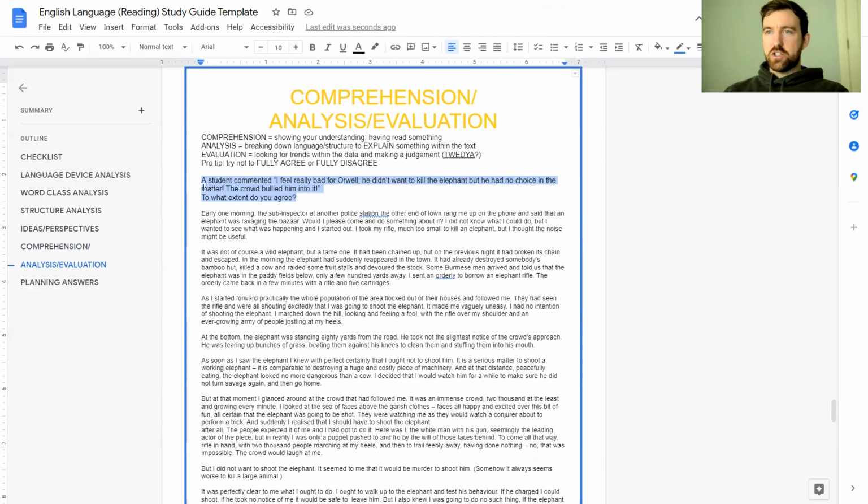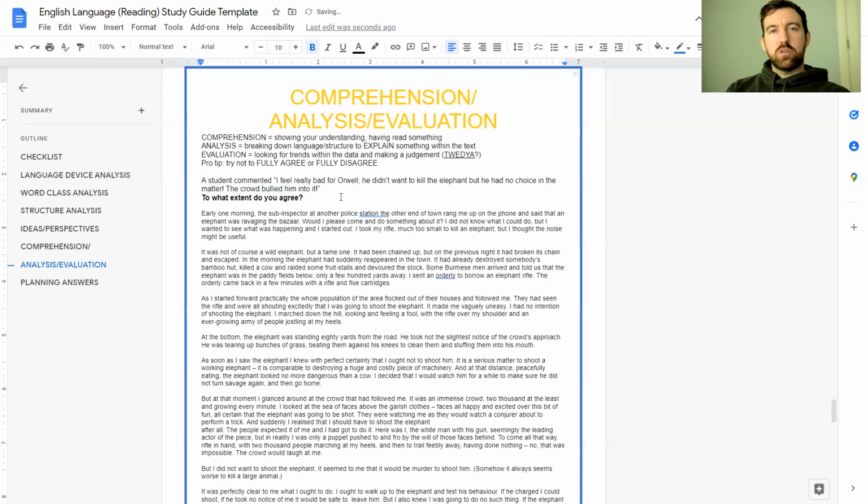So the question, and this would be very similar to some of your bigger questions in all of the exam boards. This one I've written is slightly more in the style of AQA, but they're all very similar. A student commented, "I feel really bad for Orwell." That's the name of the writer. "He didn't want to kill the elephant, but he had no choice in the matter. The crowd bullied him into it. To what extent do you agree?" Now in the AQA exam, this would be a 20-mark question, just so you know, for paper 1.